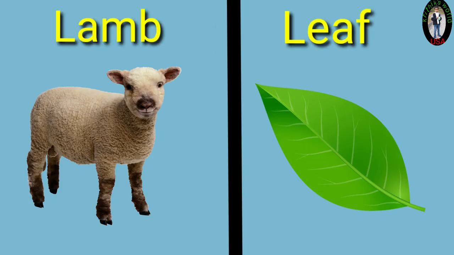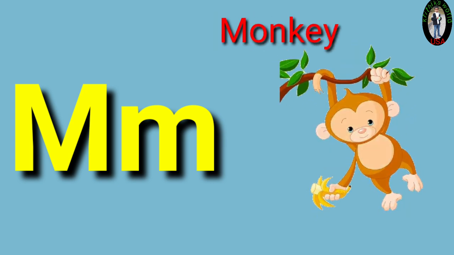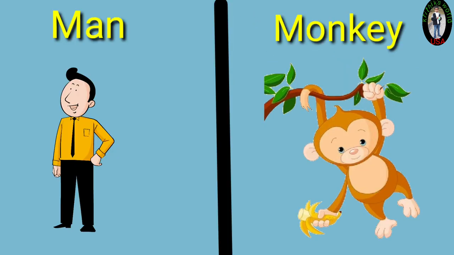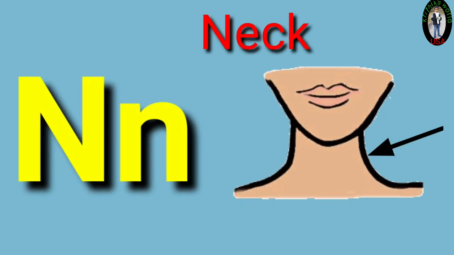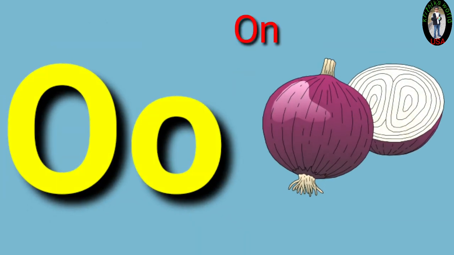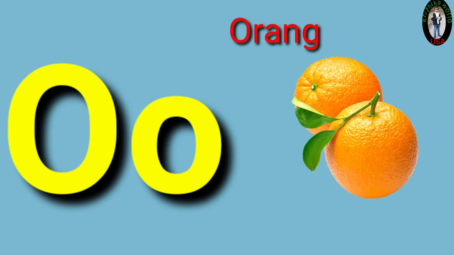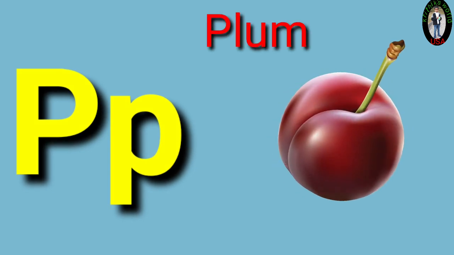Lamb, leaf. M for man, M for monkey. Man, monkey. N for neck, N for nose. Neck, nose. O for onion, O for orange. Onion, orange. P for plum, P for parrot.